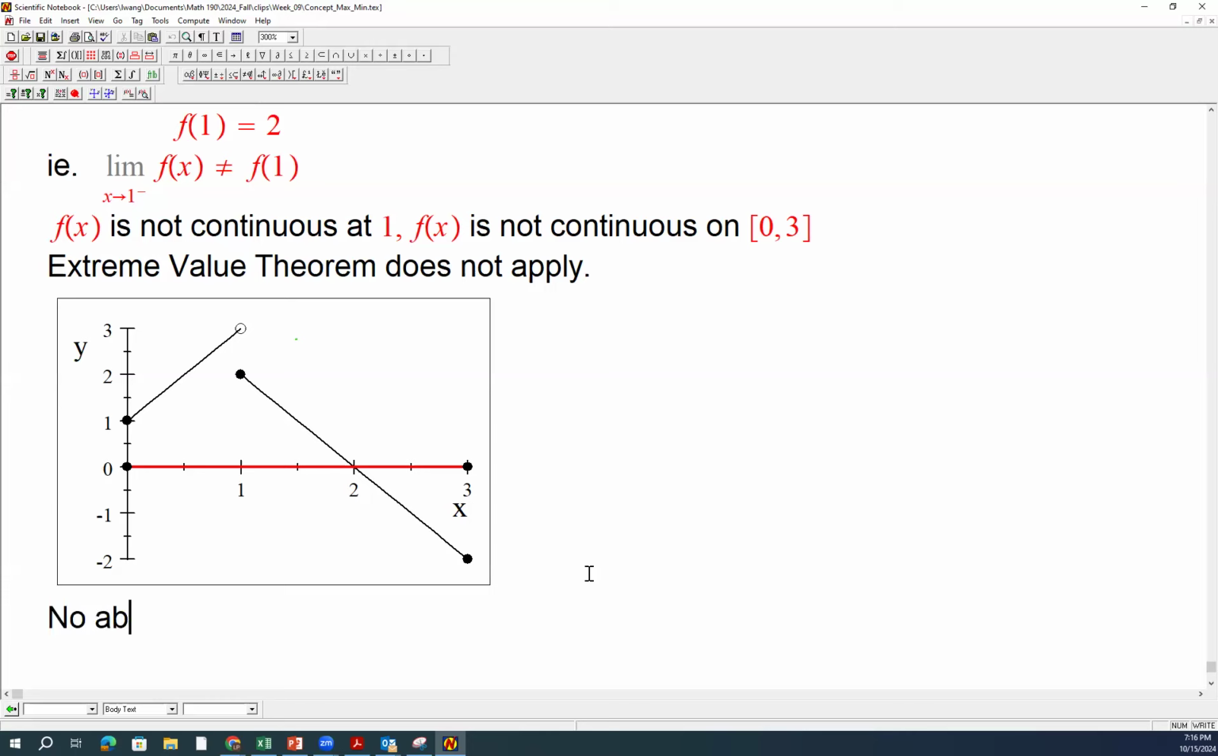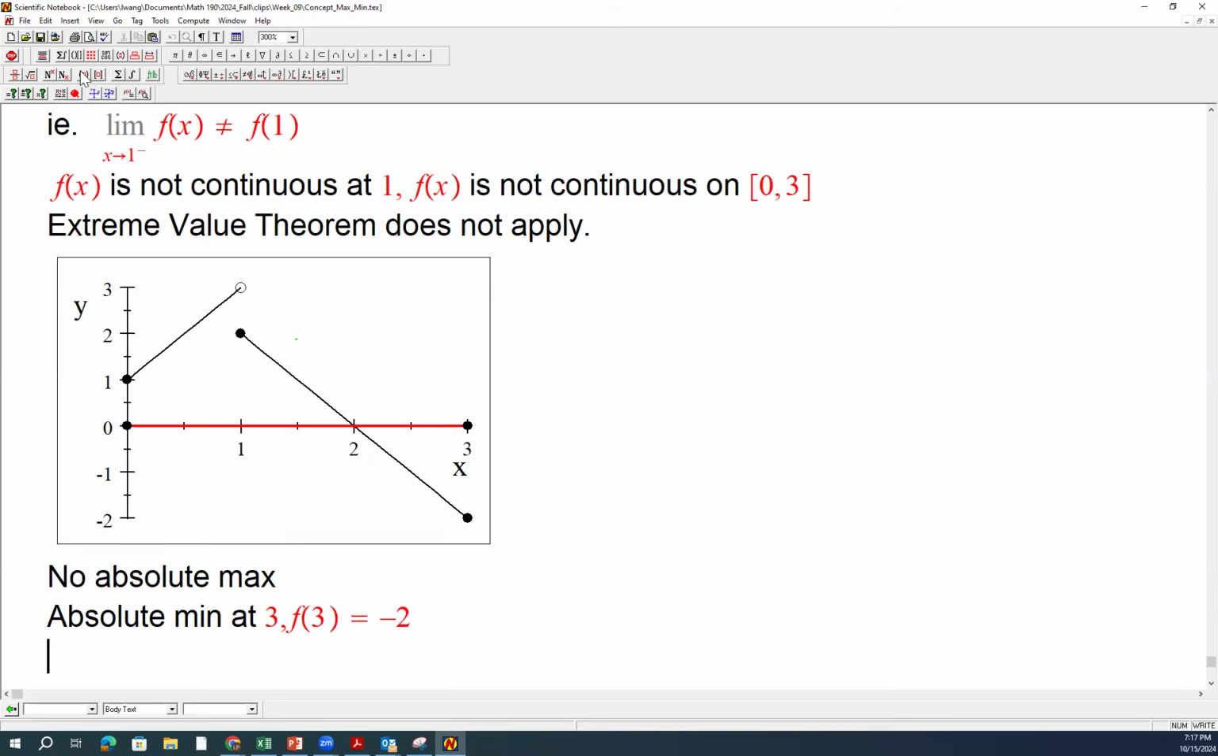No absolute max, okay? So typically to find the absolute max, you just draw a line. Where is the highest, right? And here we have a very high point, but we cannot get there. We just cannot get there, right? No absolute max. But we have absolute min. What is it? Absolute min at 3. f of 3 is -2. So we got absolute min.